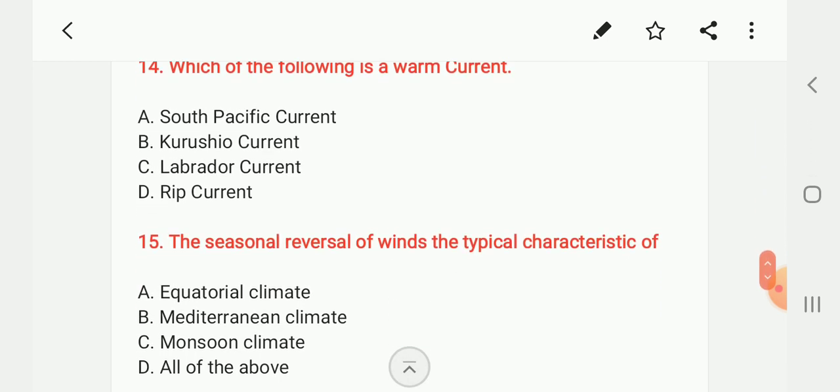Question number 15. The seasonal reversal of winds is the typical characteristic of: A equatorial climate, B Mediterranean climate, C monsoon climate, D all of the above. This question has been repeated twice. It was repeated again in 2017. The correct answer is C, monsoon climate.